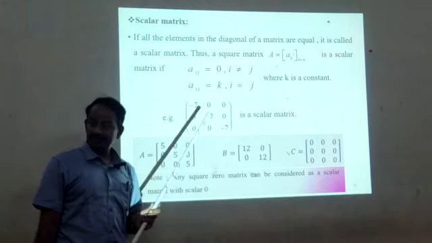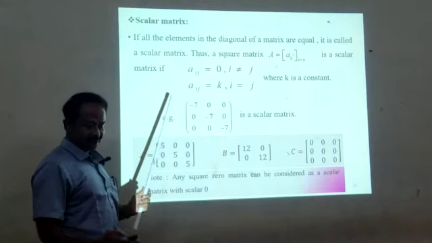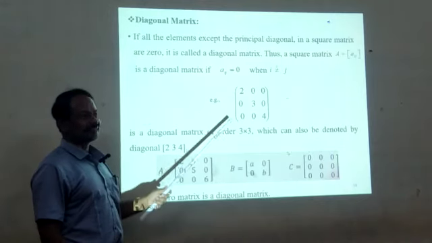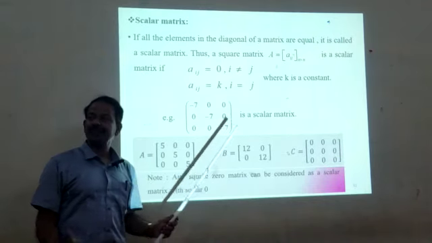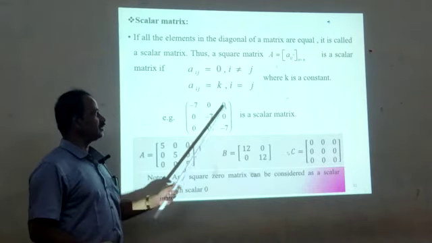If they are not equal, then we call this a diagonal matrix. See here, diagonal, they are not equal. It can be 7, 7, 7. It can be 1, 1, 1. So they are all scalar matrices.